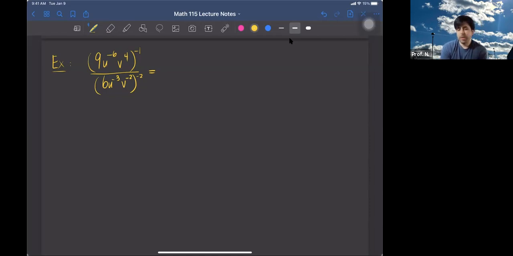So what do we notice? We have a fraction. That whole numerator is being raised to a negative exponent, and that whole denominator is being raised to a negative exponent. And within those parentheses, you have negative exponents. So there are many ways you can approach this. I have like three different ways you can approach this. But does anybody have a particular suggestion?